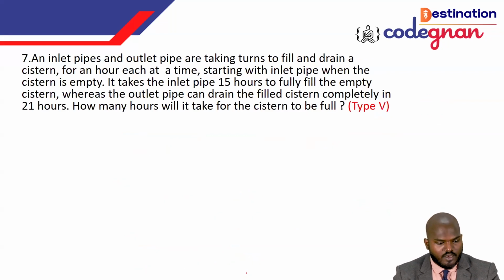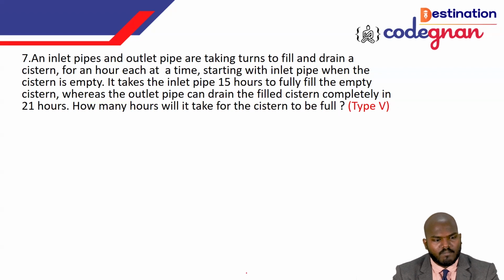Okay, next one. An inlet pipe and outlet pipe are taking turns to fill and drain a cistern, respectively, for an hour each at a time, starting with the inlet pipe when the cistern is empty. It takes the inlet pipe 15 hours to fully fill the empty cistern, whereas the outlet pipe can drain the filled cistern completely in 24 hours. How many hours will it take for the cistern to be filled?